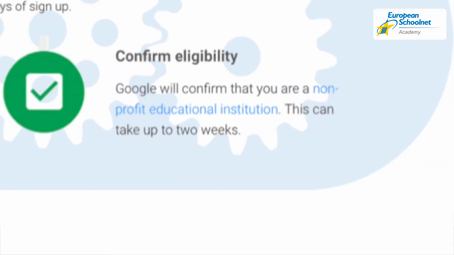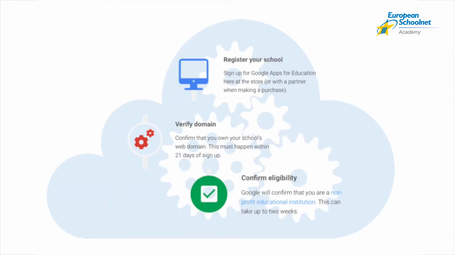And last, we confirm eligibility. Google will confirm that you are a non-profit educational institution. This can take up to 2 weeks.